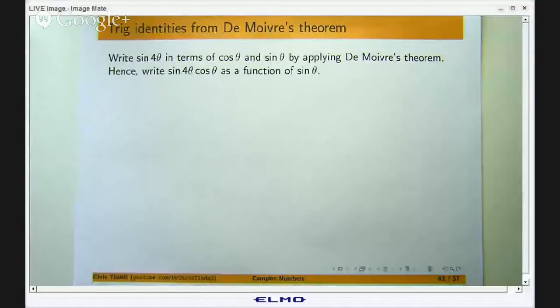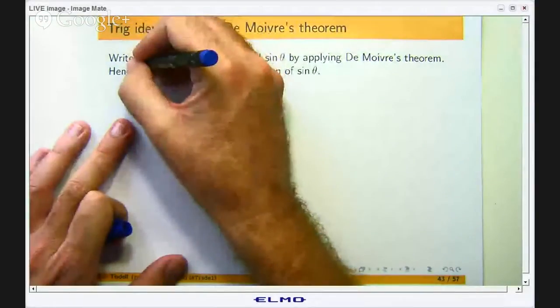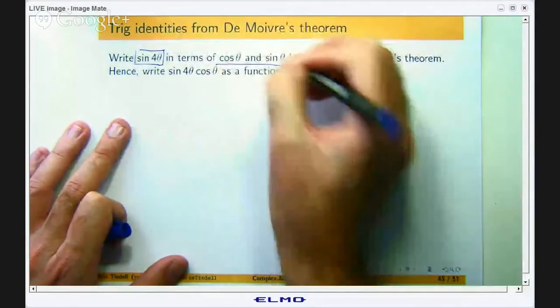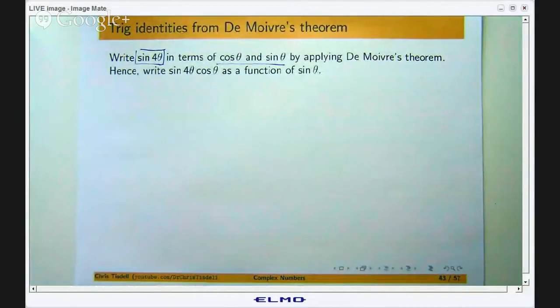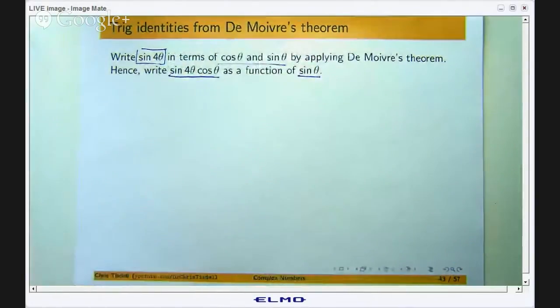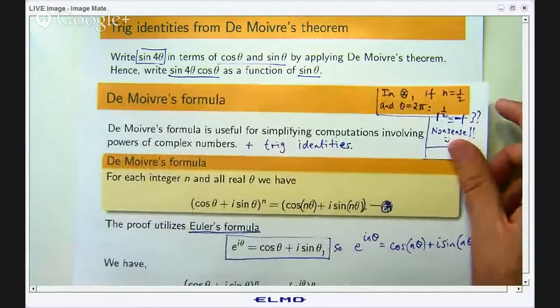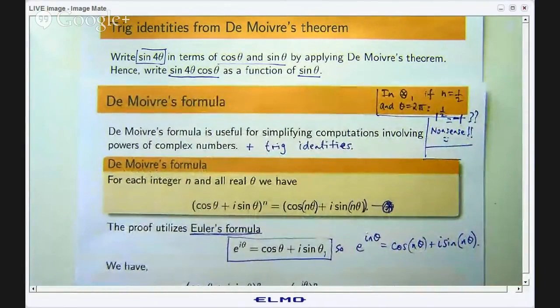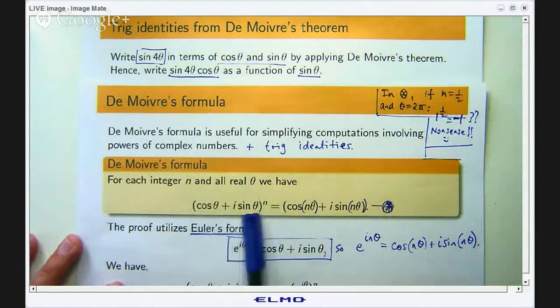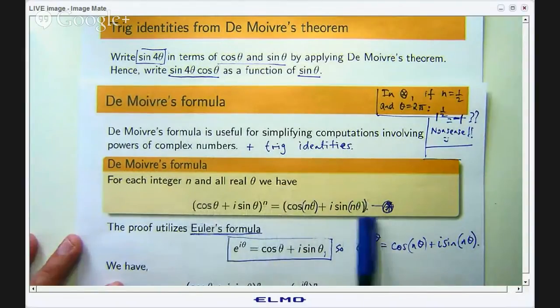Okay, so we're asked to write sine 4 theta in terms of cos and sine by applying de Moivre's theorem or de Moivre's formula, and hence write this product as a function of sine. So how do we do it? Well, first of all, let's refresh our memory on what de Moivre's formula or de Moivre's theorem is. If n is an integer and theta is real, then this is the formula, okay?